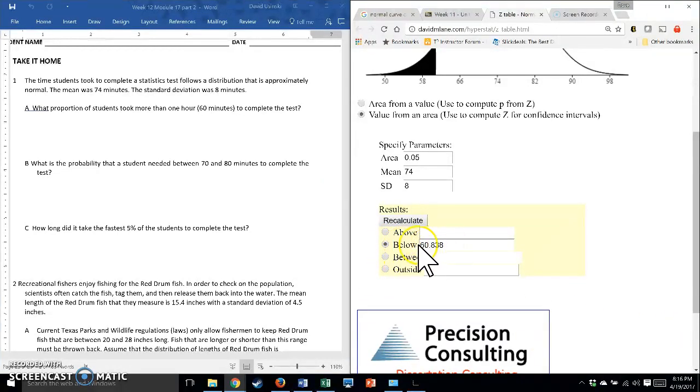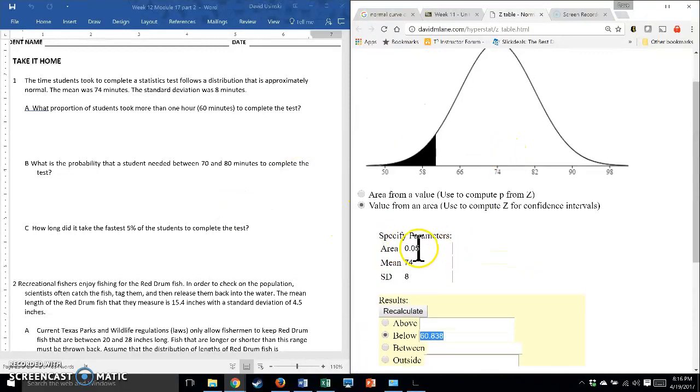And it took the fastest 5% of students approximately 61 minutes to finish the test. Those were the students who finished quickly. All right, so I hope that helps showing you how I'm finding the actual number given the percentage.